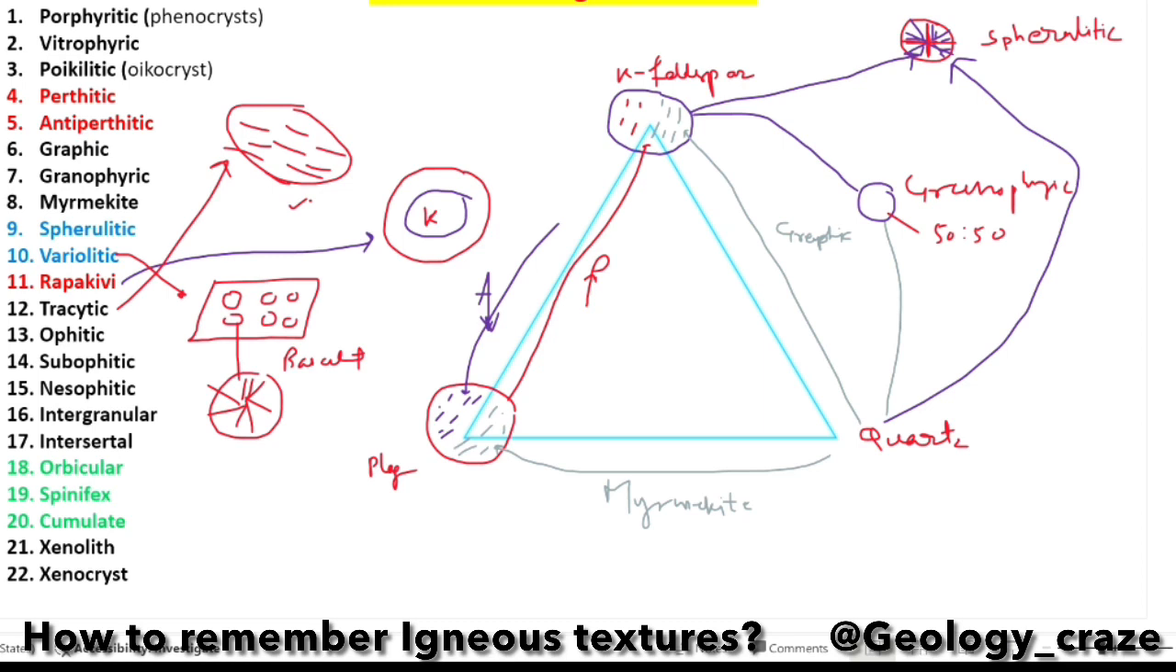So Arapagabe is an overgrowth texture, and Verulite is also diverging from plagioclase from the center. So up to this, hope it is clear. Now I'm going to some other textures.